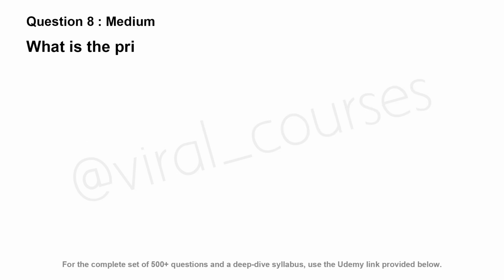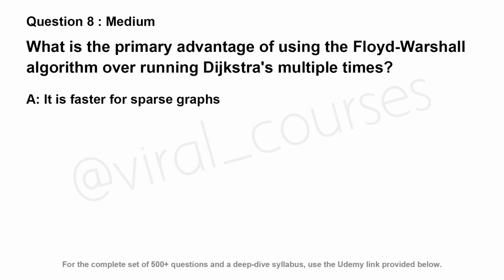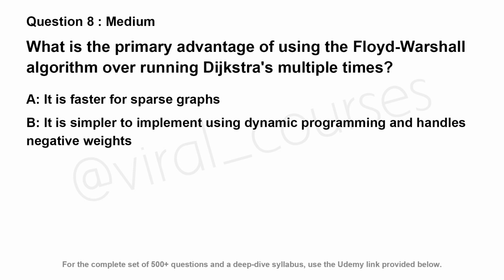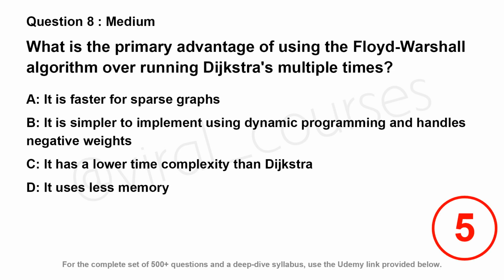What is the primary advantage of using the Floyd-Warshall algorithm over running Dijkstra's multiple times? Option A, it is faster for sparse graphs. Option B, it is simpler to implement using dynamic programming and handles negative weights. Option C, it has a lower time complexity than Dijkstra. Option D, it uses less memory.